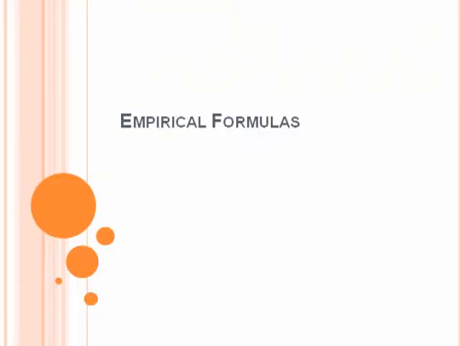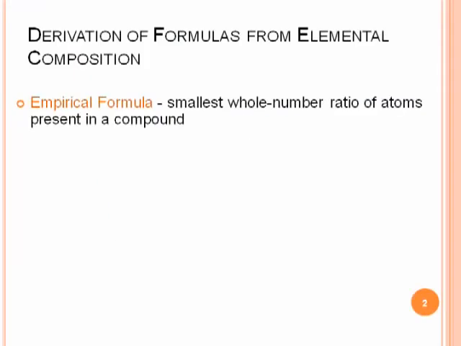This is a short tutorial on empirical formulas and molecular formulas and the associated calculations. So let's start by defining what an empirical formula is. It's the smallest whole number ratio of atoms present in the compound. That may or may not be equal to the literal number of atoms in the compound.